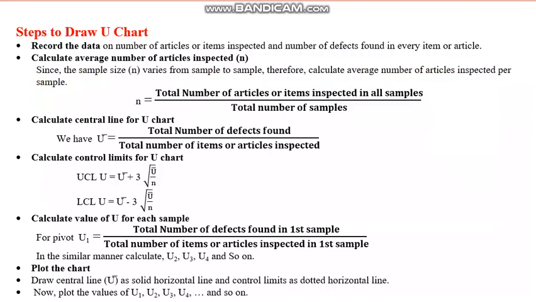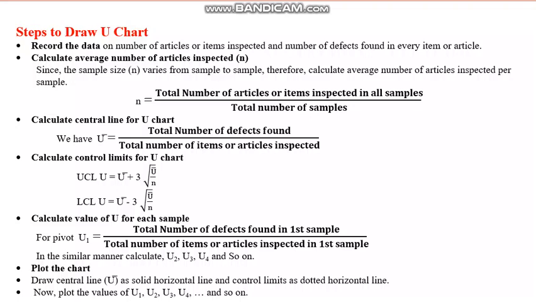That is, u1 is equal to the total number of defects in the first sample upon the total number of articles inspected in the first sample. Like that, you have to find out u2, u3, u4, u5. Like that, if 10 samples are there, you have to find out for 10. If 20 are there, you have to find out for 20. Then you have to plot the chart.